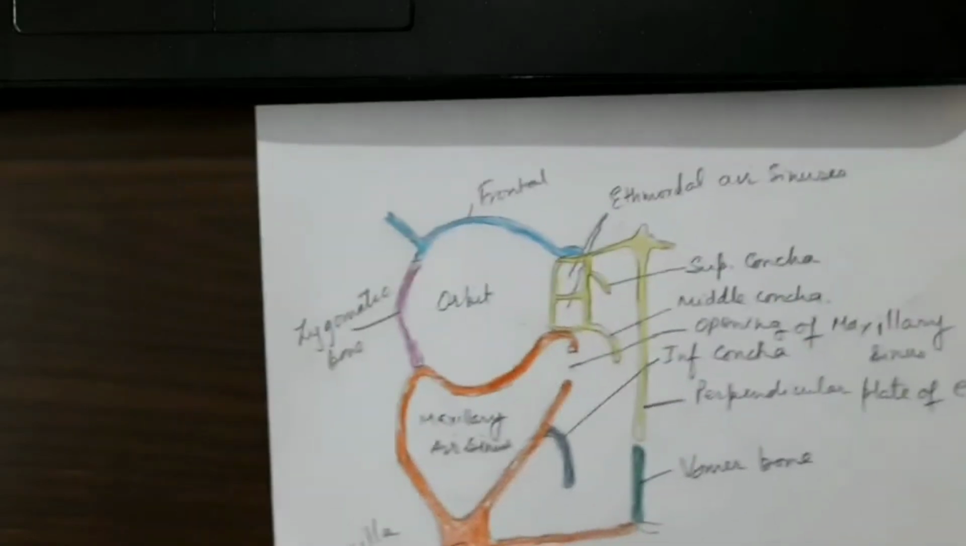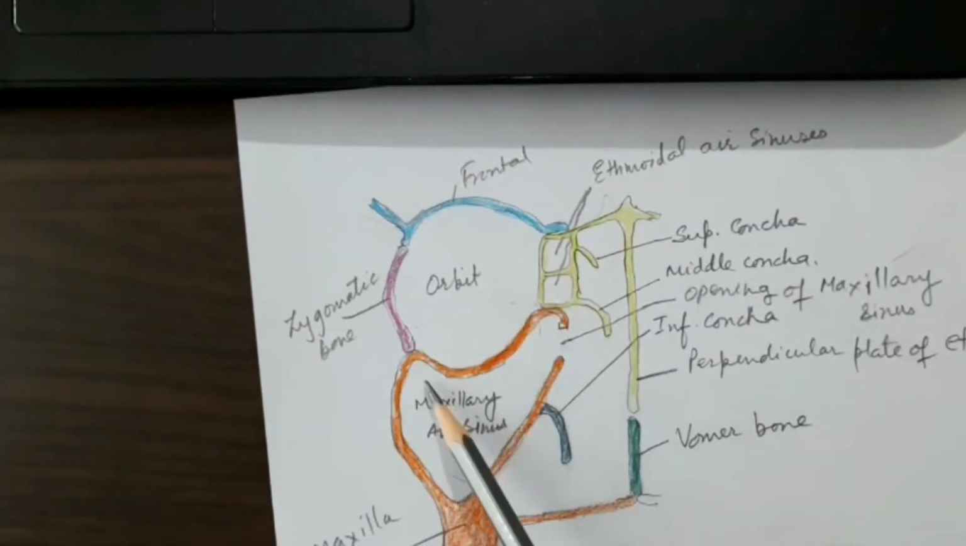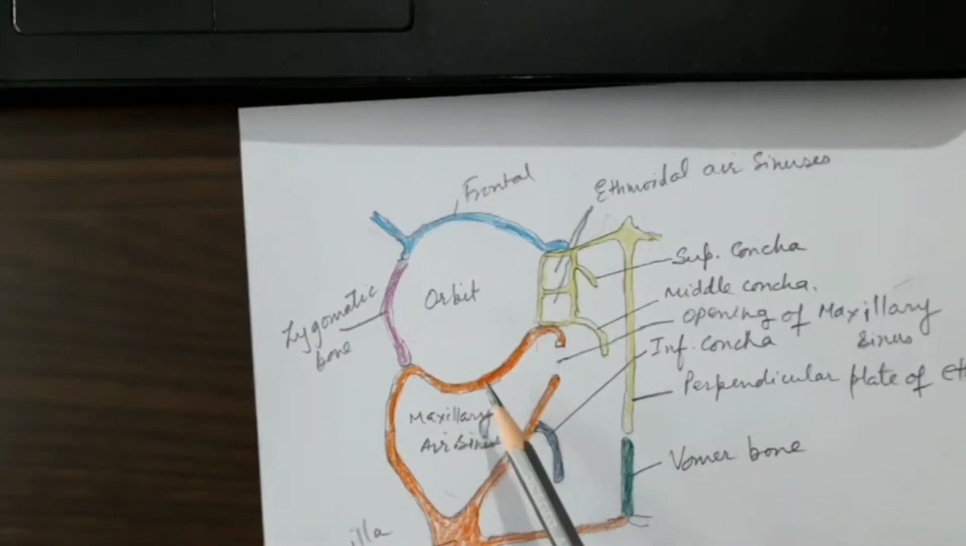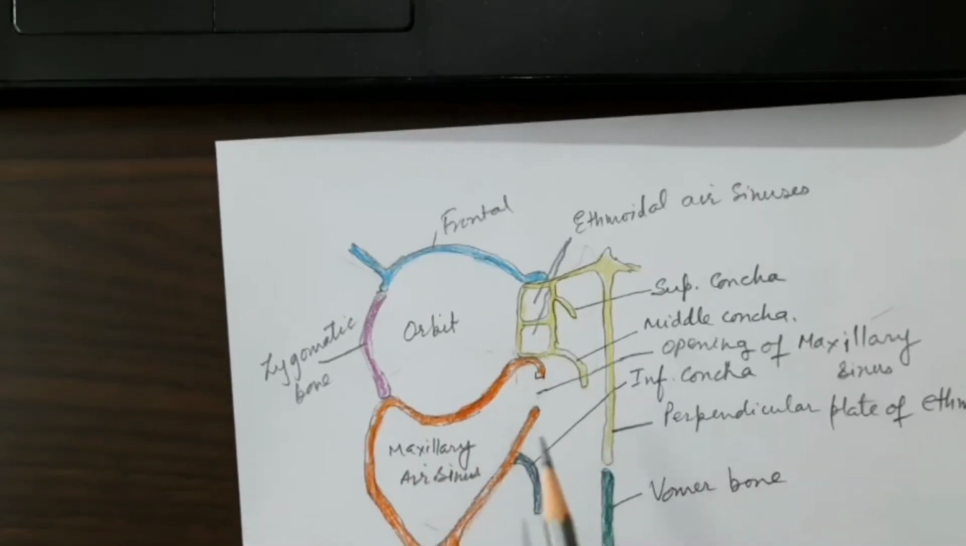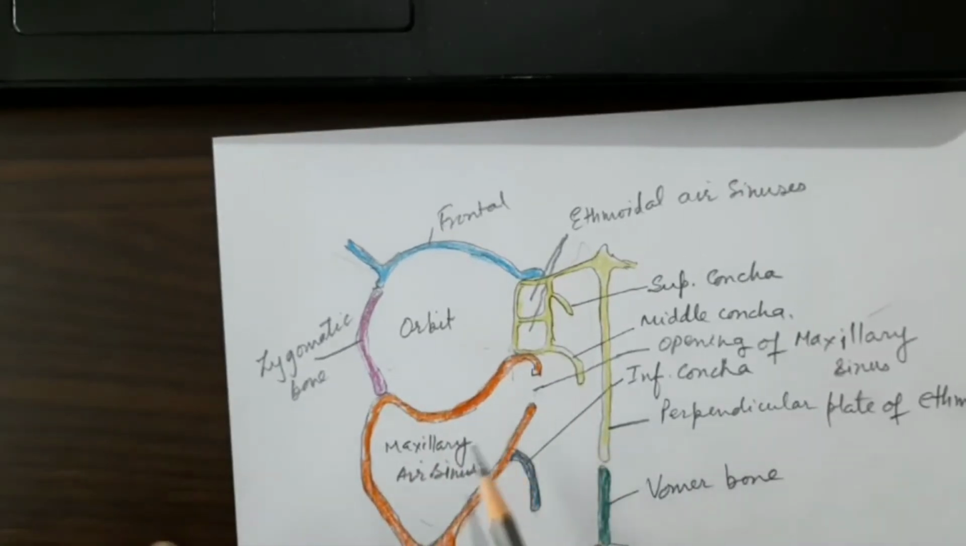Let us come to the roof. Okay, this diagram will show you the roof. The roof is formed by, again, the orbital plate of the maxillary bone, which forms the floor of the orbit but the roof of the maxillary sinus. That means the bone is common for the orbit and the maxillary sinus. For one it is forming the floor, and for the other it is forming the roof. So the maxillary air sinus roof is related to the orbit.